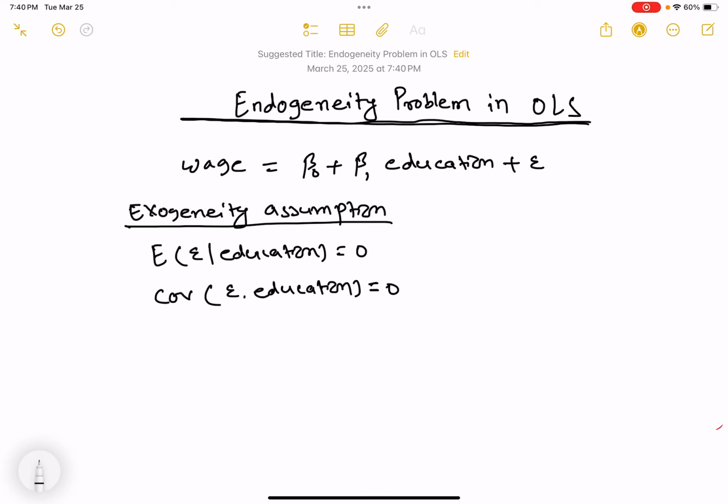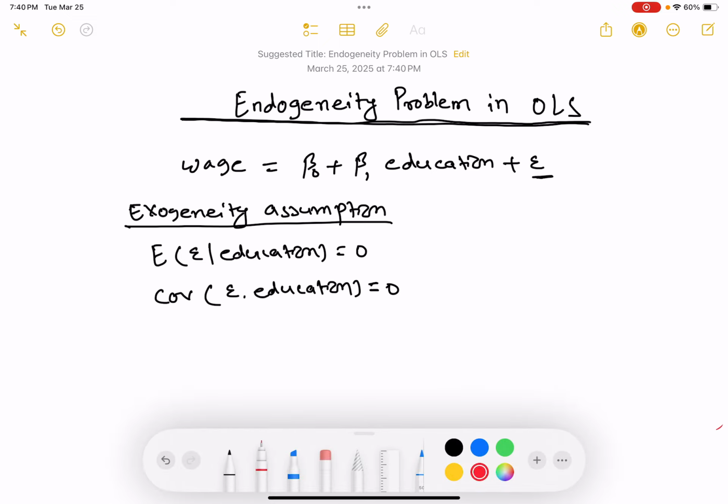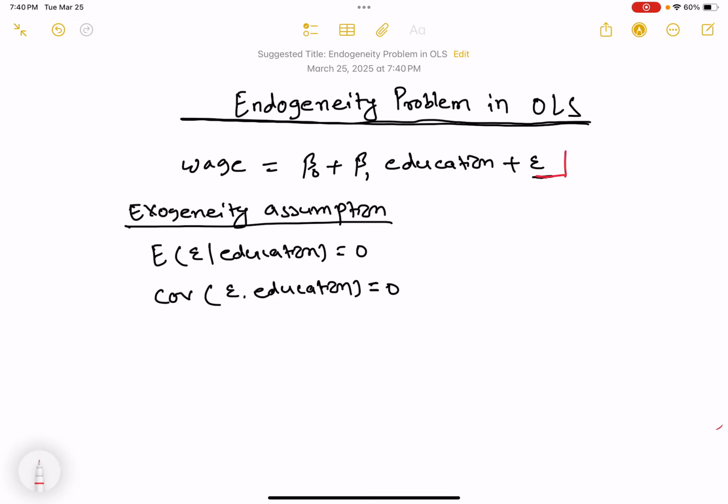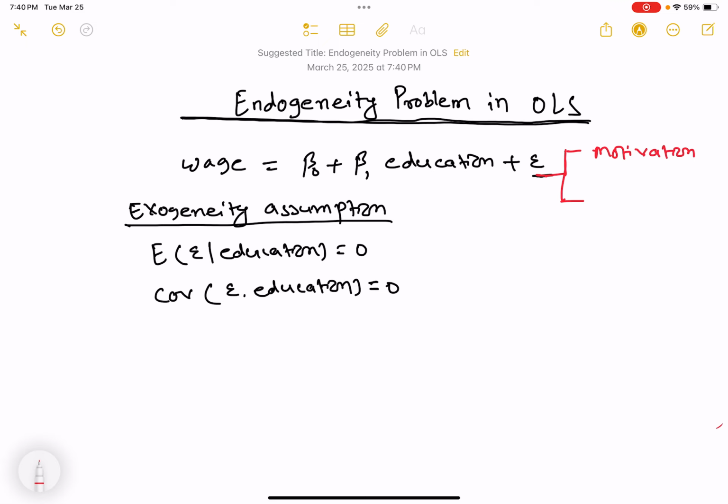So here in this error term, we have some unobserved factors. Let's say this error term is unobserved, which may contain motivation of the individual, which cannot be observed directly. That's why it cannot be included in the model. Okay. So in which condition may this exogeneity assumption not be satisfied? Let's write the conditions.